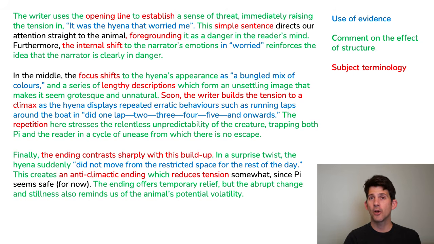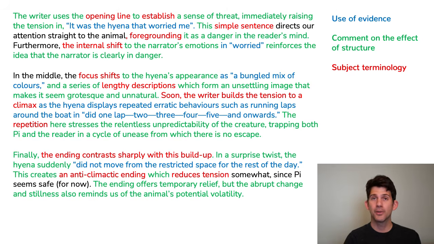The writer uses the opening line to establish a sense of threat, immediately raising the tension in, "It was the hyena that worried me." This simple sentence directs our attention straight to the animal, foregrounding it as a danger in the reader's mind. Furthermore, the internal shift to the narrator's emotions in worried reinforces the idea that the narrator is clearly in danger. In the middle, the focus shifts to the hyena's appearance as a bungled mix of colours, and a series of lengthy descriptions which form an unsettling image that makes it seem grotesque and unnatural.